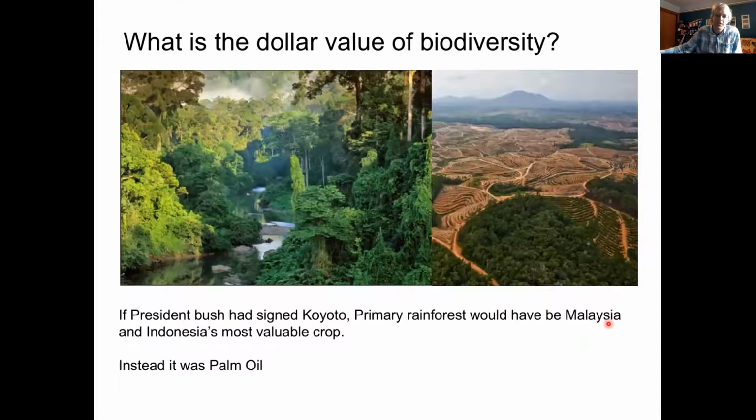Now, one of the craziest examples of this was Kyoto. So this is a place, this is in Borneo. So if President Bush, we'll go back a while now, had signed the Kyoto Agreement. So the Kyoto Agreement was this agreement that was going to make it mandatory globally to buy carbon credits for the carbon dioxide that your industry produces. If he had signed this, primary rainforest would have been Malaysia and Indonesia's most valuable crop, because the amount of revenue you could generate through essentially maintaining pristine tropical rainforest would be so high, because it sequesters so much carbon dioxide, it would have been the most valuable crop you could grow in Malaysia and Indonesia.